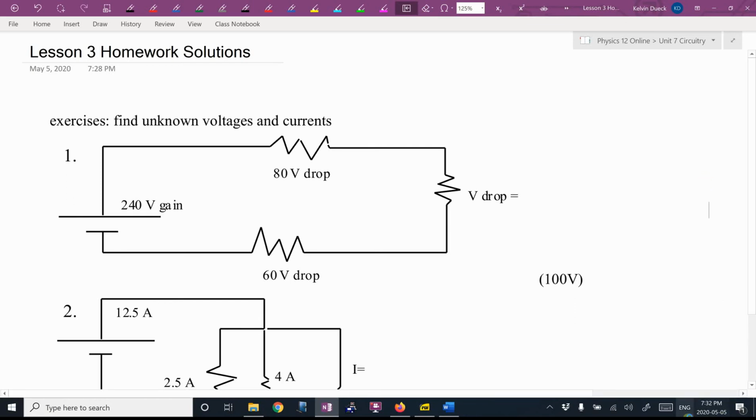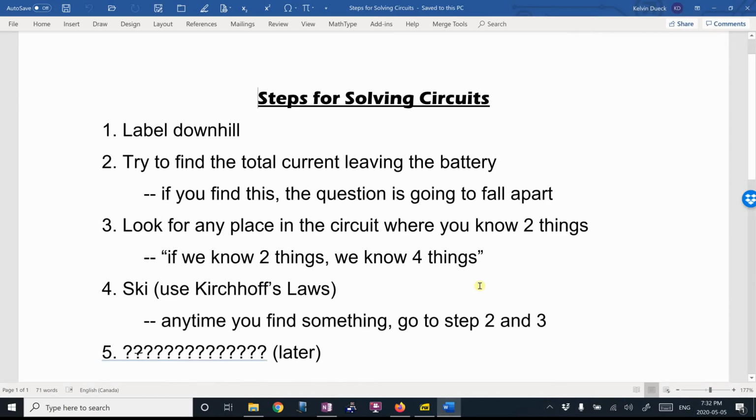So the steps that I gave you were: label downhill, try and find the total current leaving the battery. If you find this, the question's going to fall apart. Look for any place in the circuit where you know two things. If I know two things, I know four things. And then we're going to use our skiing tricks, Kirchhoff's laws.